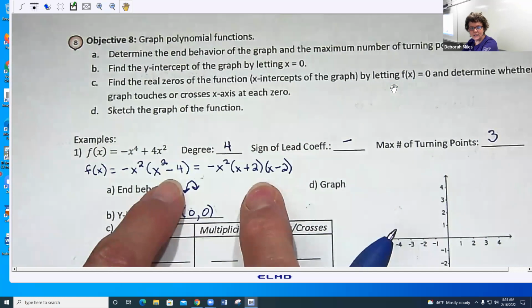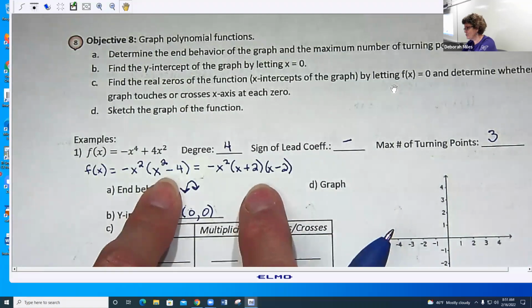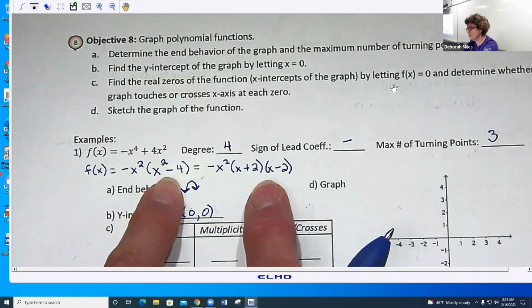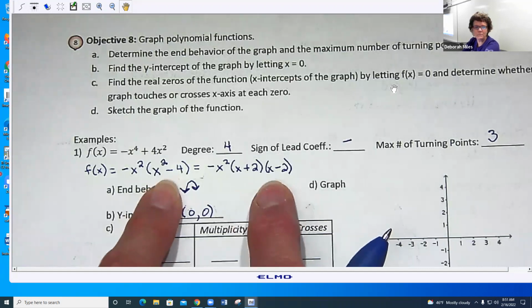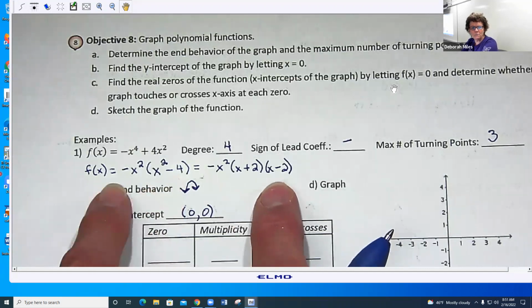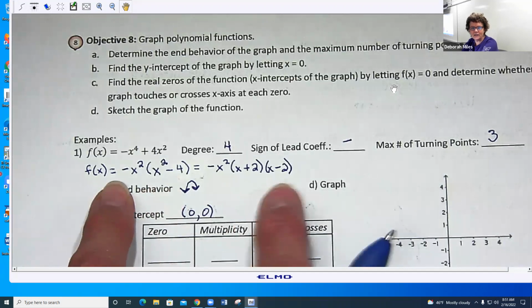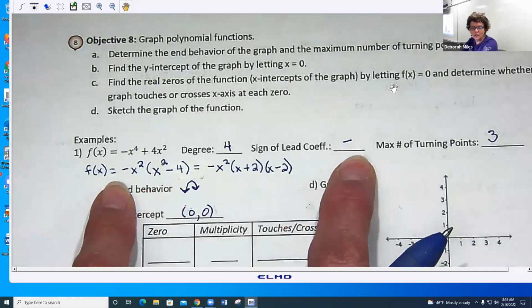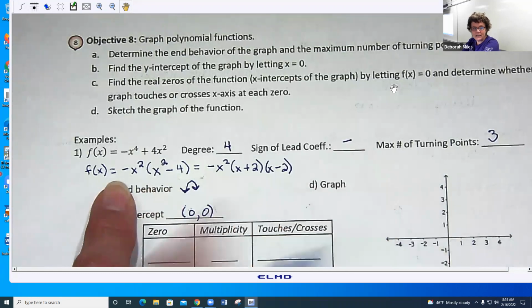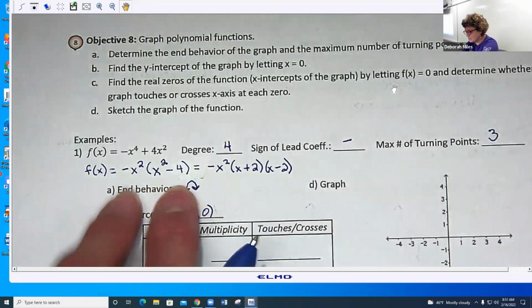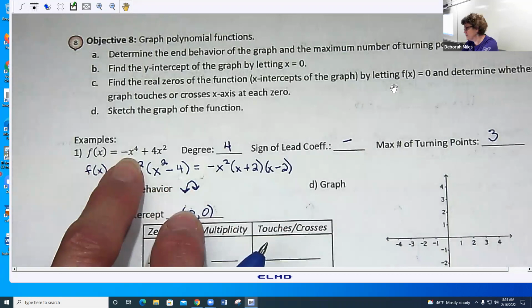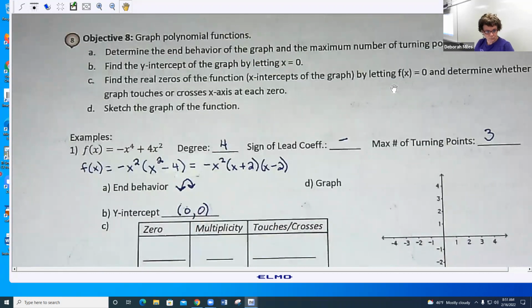Actually, Miss Chastity, I can think of 2 things you might have been thinking. Did you realize that left us the difference of 2 squares and we're going to be able to factor further? Okay, I thought you were going to be confused because the sign of the leading coefficient's no longer negative, but it is. If you multiply that out, your highest degree term still has a negative coefficient.